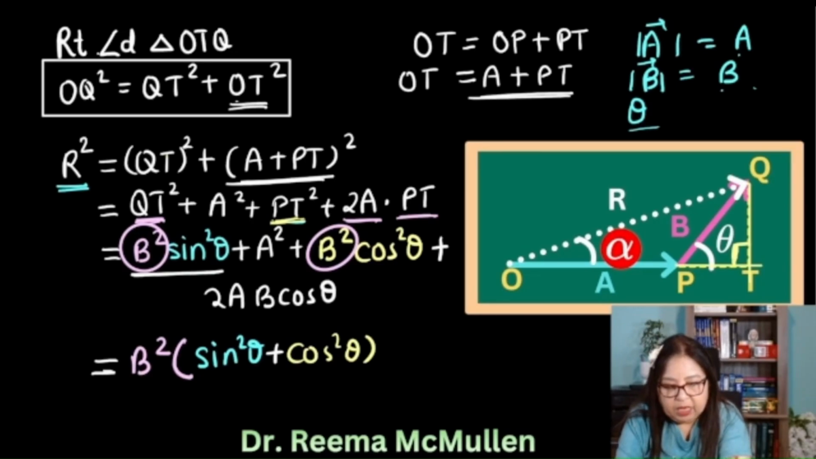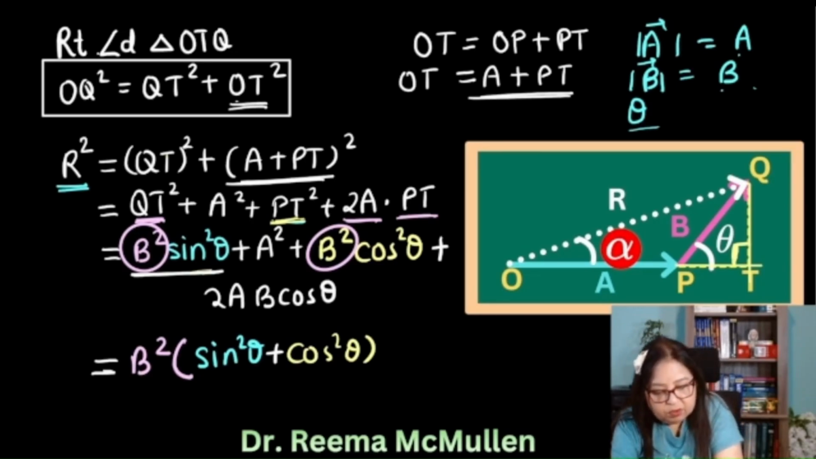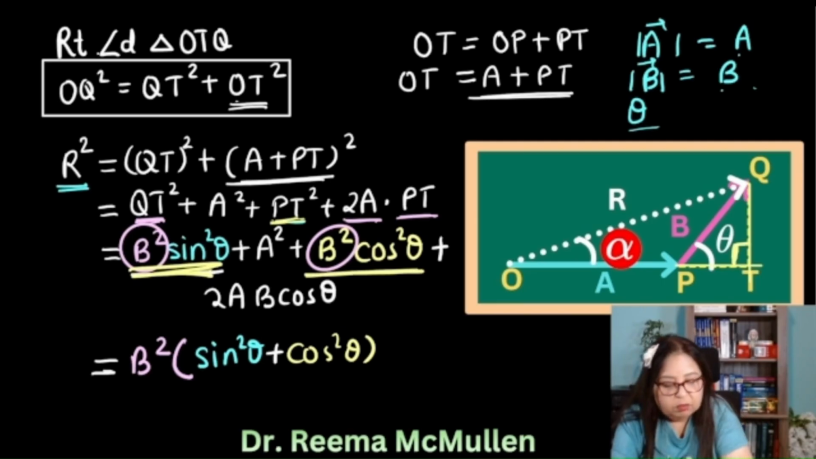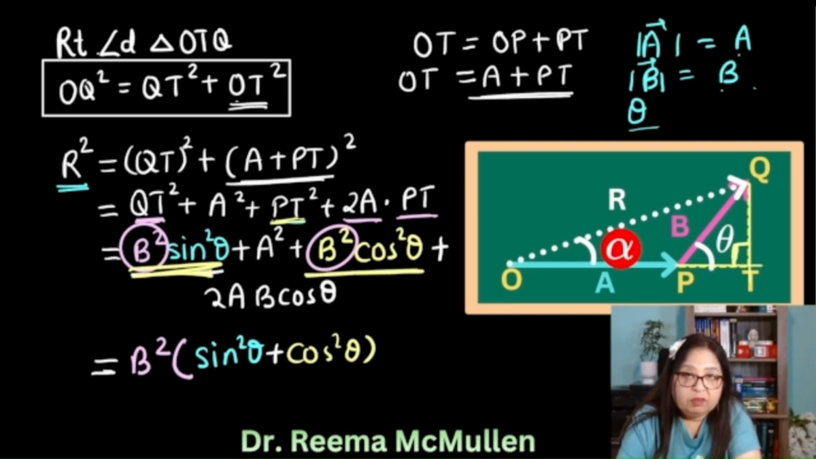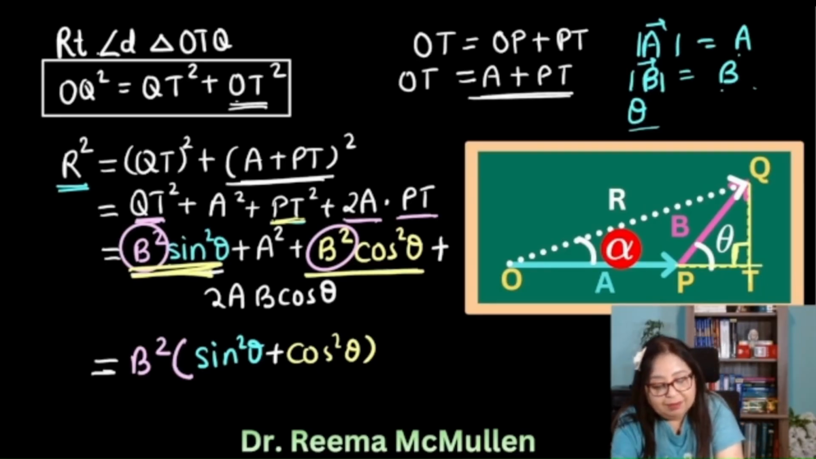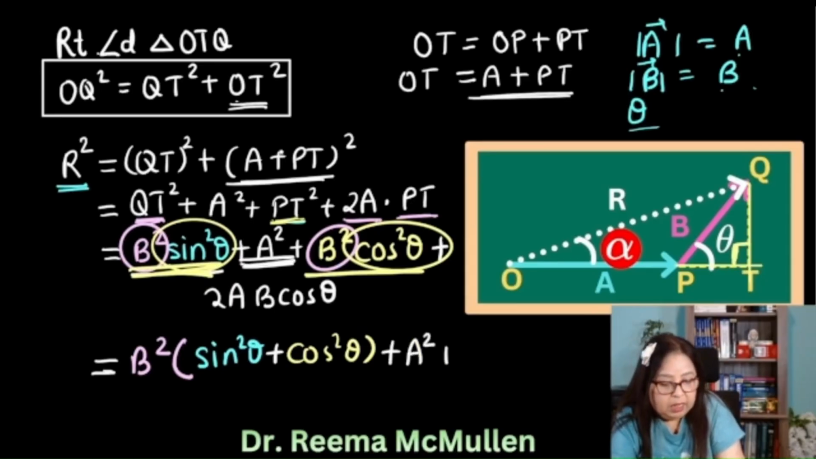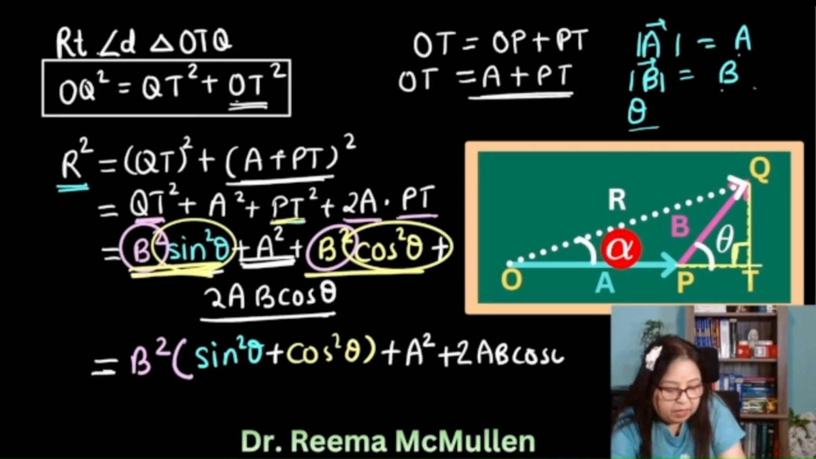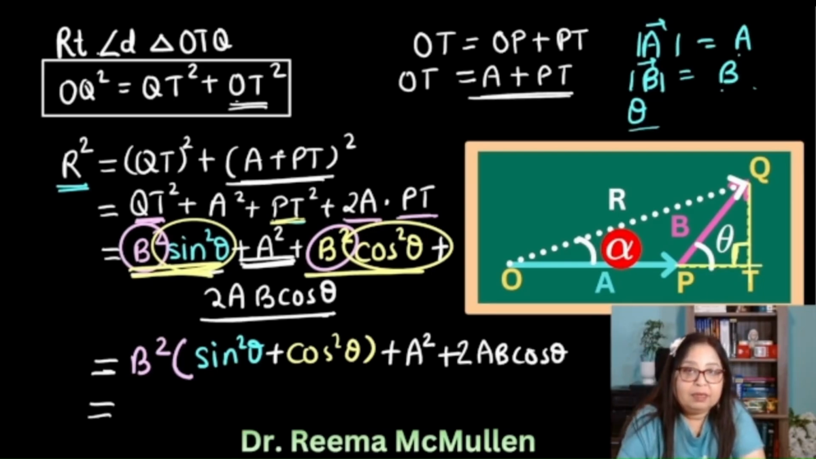So what have I done? I'm combining this term over here with this term, okay? So in these two terms, B squared is common. I've factored it out. Inside, I'm left with sine squared theta from here and cosine squared theta from here. All right, moving on. Then I have this plus A squared. Then I have plus 2AB cosine theta. Now we're going to invoke the identity sine squared theta plus cosine squared theta equals 1.